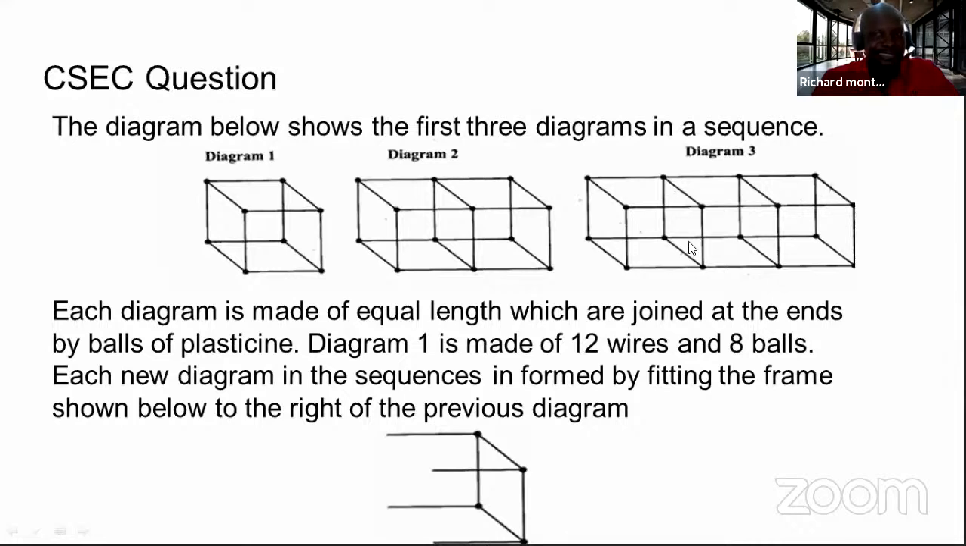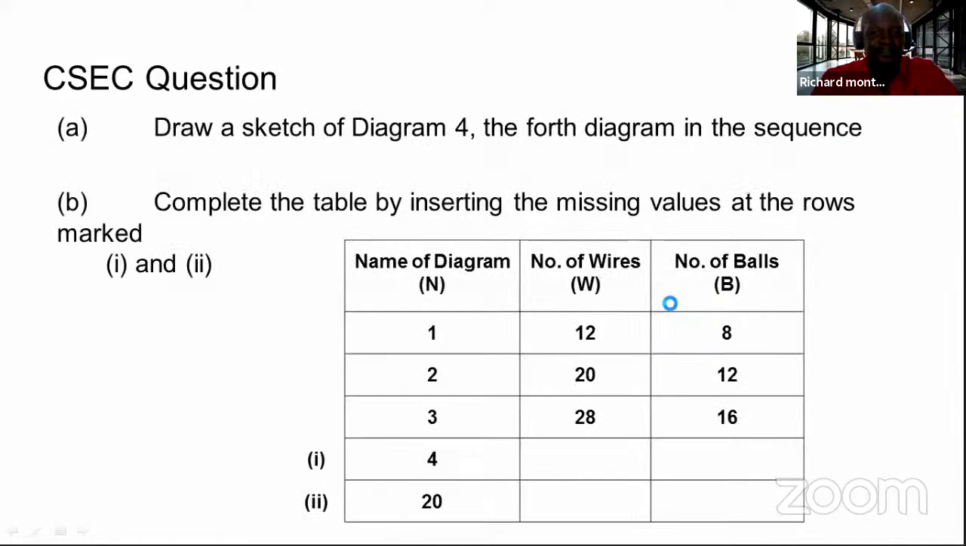All right. Diagram 4, sketching. All right. So make sure that you have your diagram 4. We're going to bring that up in a short while.